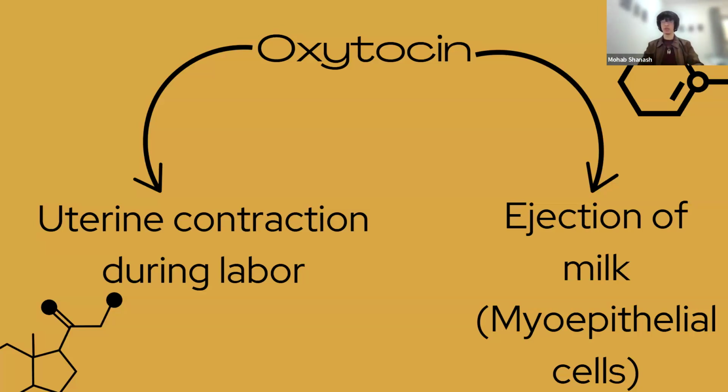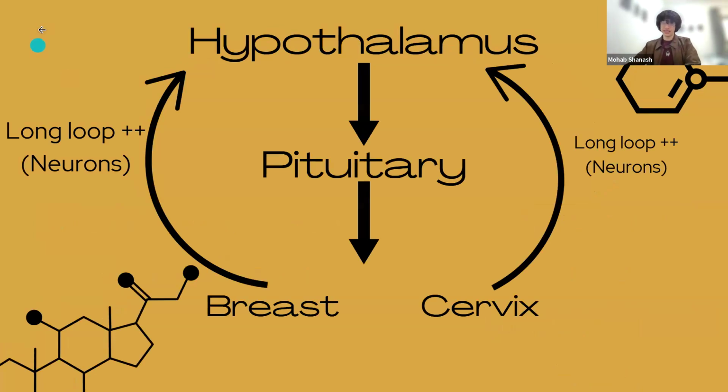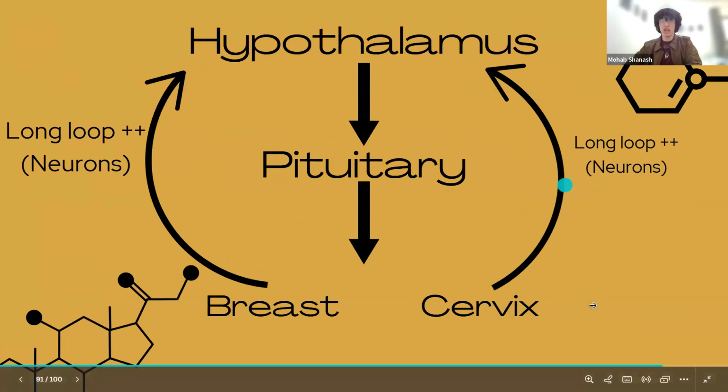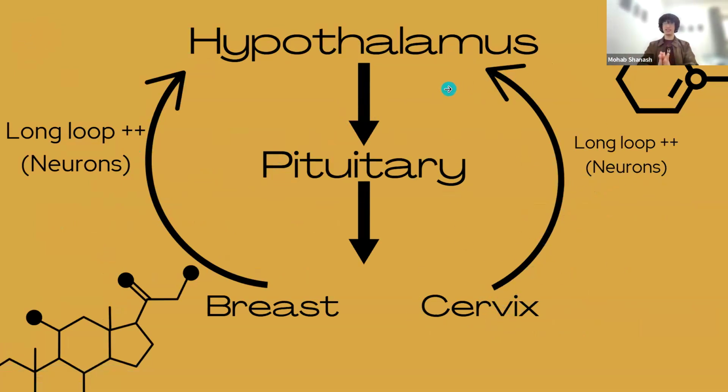Okay, very simple. So this is what I was saying. You have the long loop, it goes to the neurons. So this time it isn't sending out a hormone. Posterior pituitary is very neuronal. So the cervix, through neurons, goes back to the hypothalamus and tells it, please, I need more oxytocin. The breast does the same. I need more oxytocin.